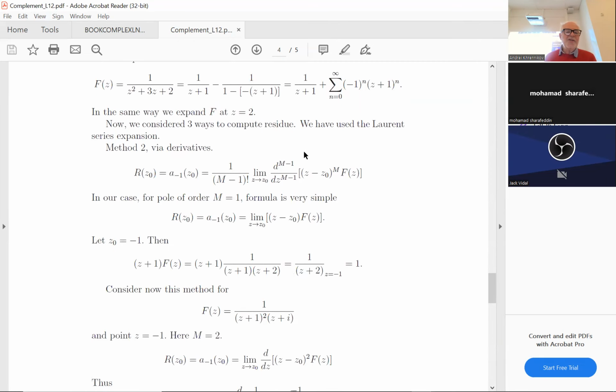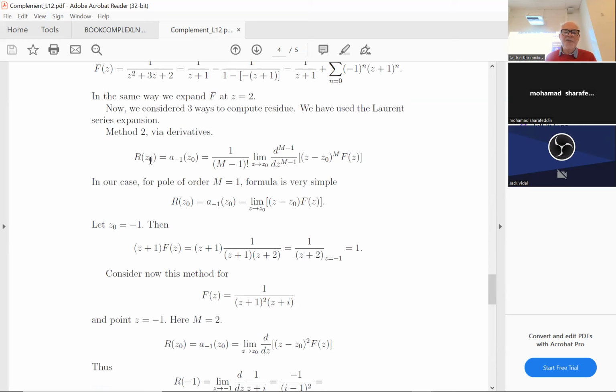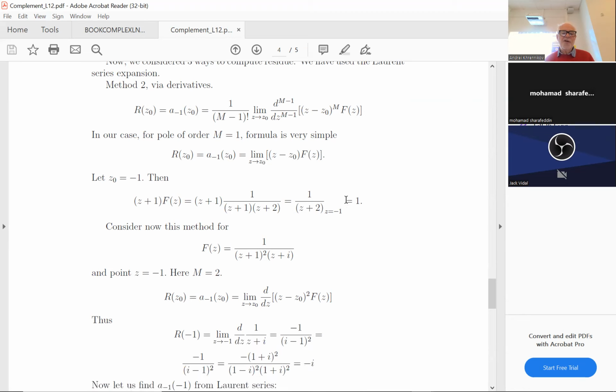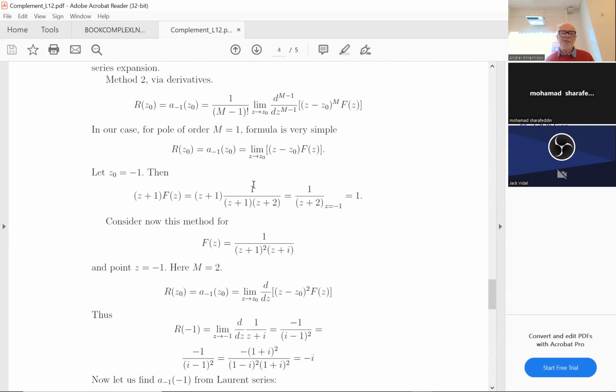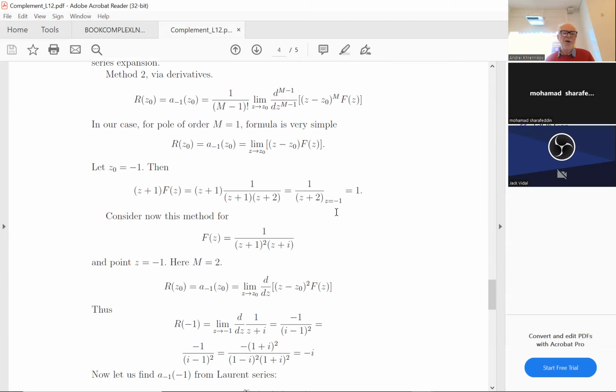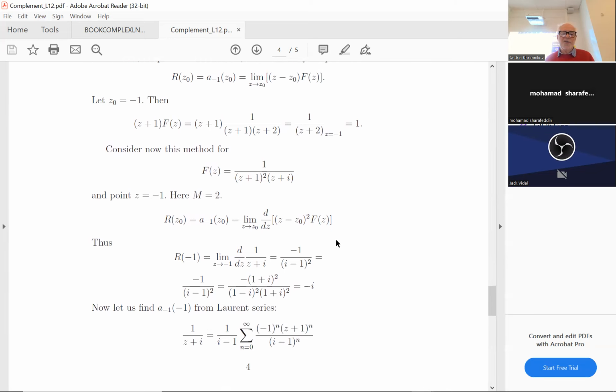Now consider other methods. The method of derivatives. So this is the formula that we studied: if the pole is of degree m, we take the derivative of degree m minus 1, with normalization, of the multiplication by z minus z naught to the degree m. In our case, both poles have order 1, and here the formula is very simple. It's just this limit without derivatives. So now we multiply by this, we get this, and at this point, 1.